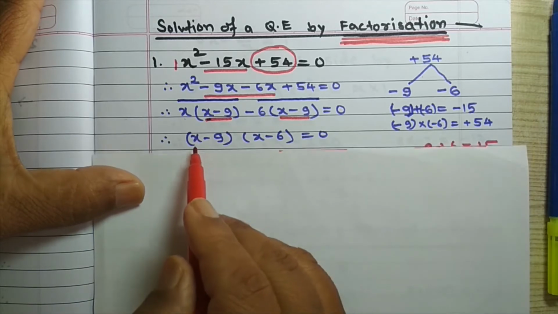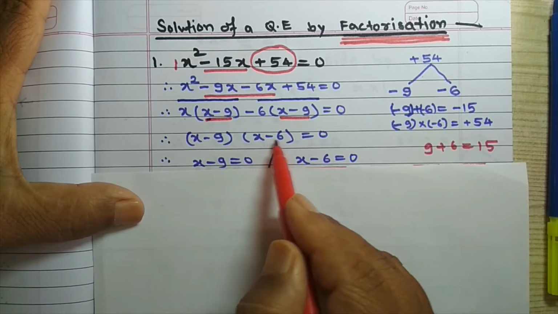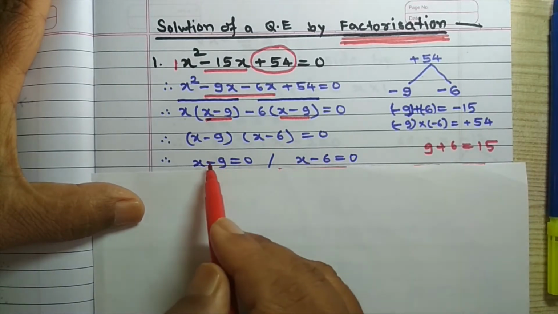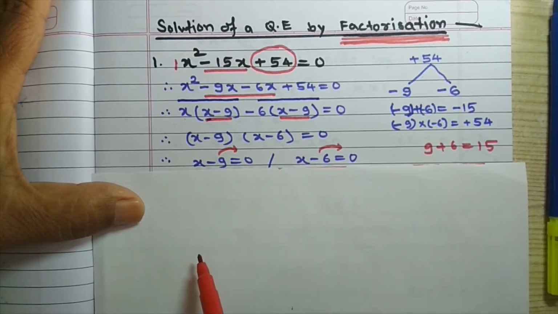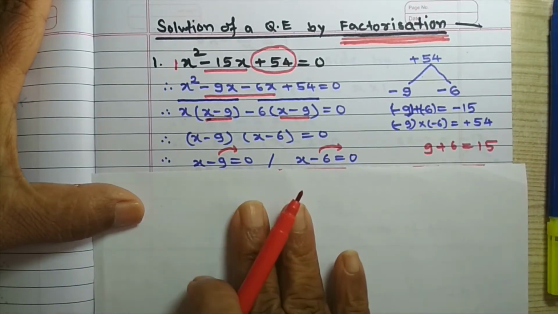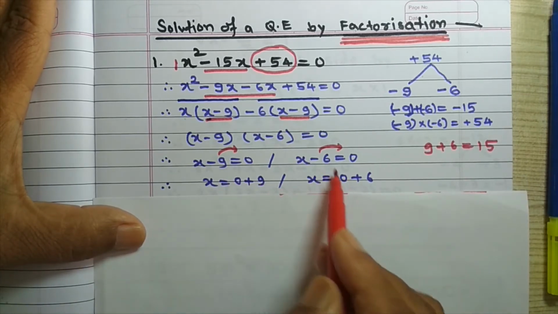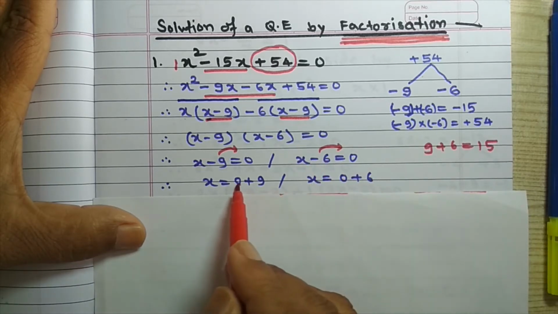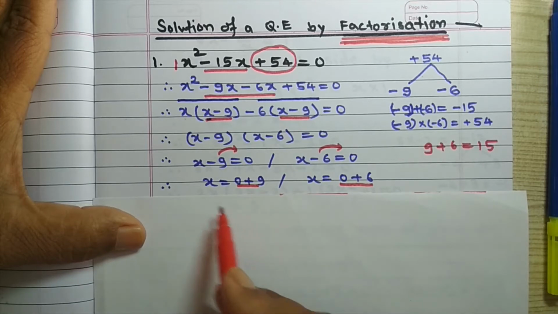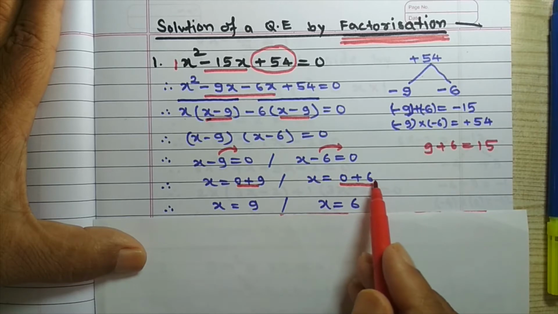First we have to take x − 9 = 0, otherwise x − 6 = 0. We have to take −9 to the right side of the equality, and −6 also to the right side. Then it becomes x = 0 + 9, and here x = 0 − 6 is converted into plus 6. Addition of these two means x = 0 + 9, that is 9, and x = 0 + 6, that is 6.